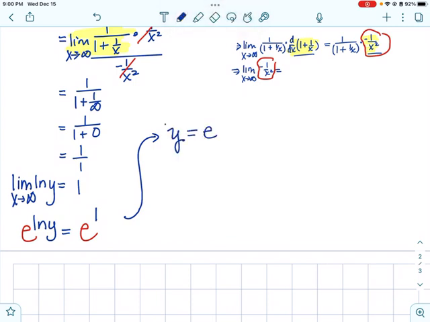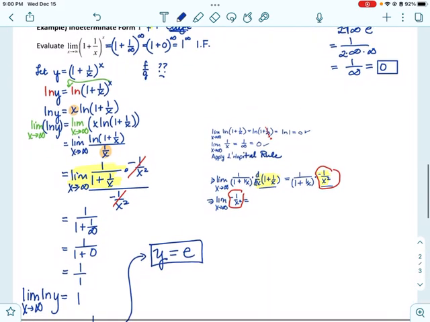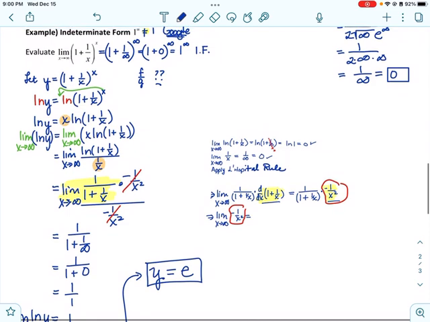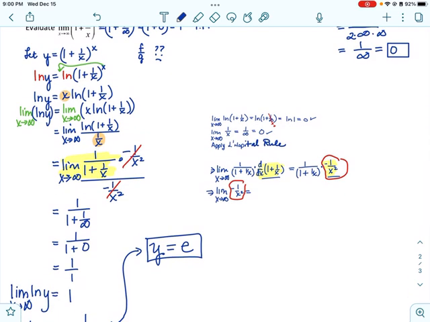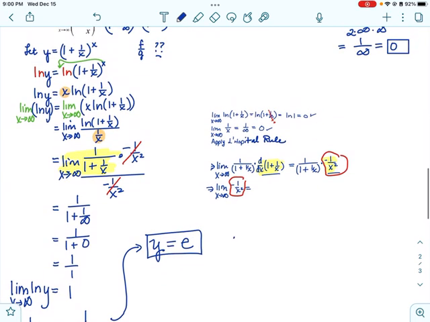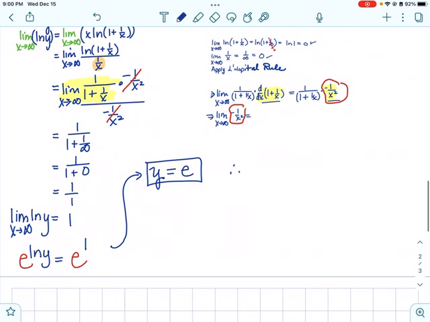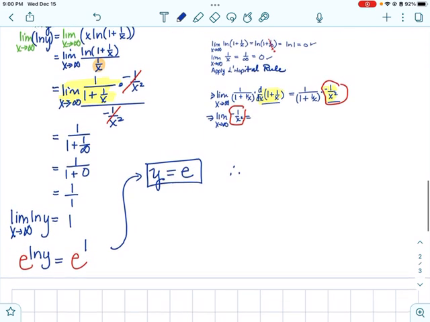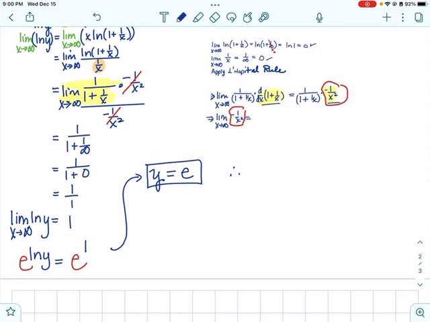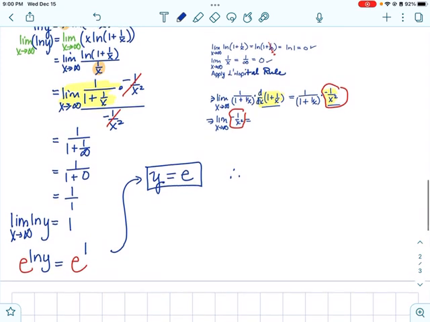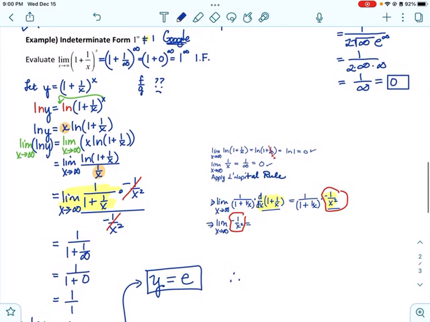So now remember what we said in the very beginning. Oh, you know what? Yes, y was equal to 1 plus 1 over x to the x power. So we get y is equal to e. Therefore, we had the limit in there. The limit as x approaches infinity of ln of y is equal to 1. Therefore, e to the ln of y is equal to e to the first power. So we get y is equal to e, and therefore the limit as x approaches infinity of 1 plus 1 over x to the x power is equal to e.